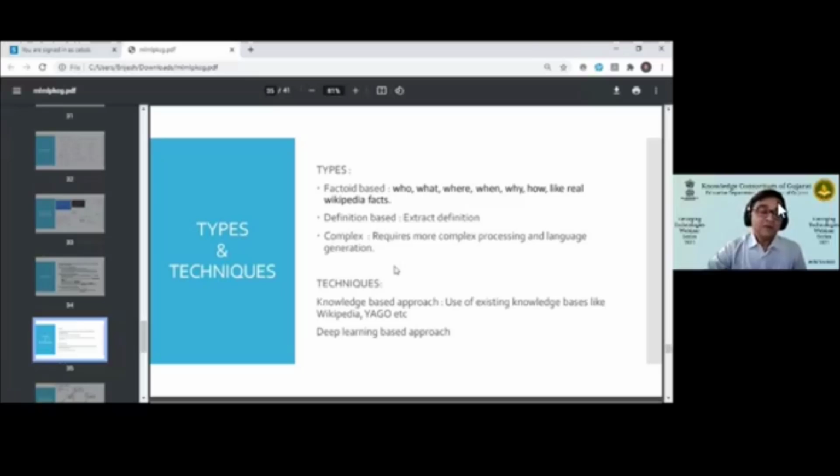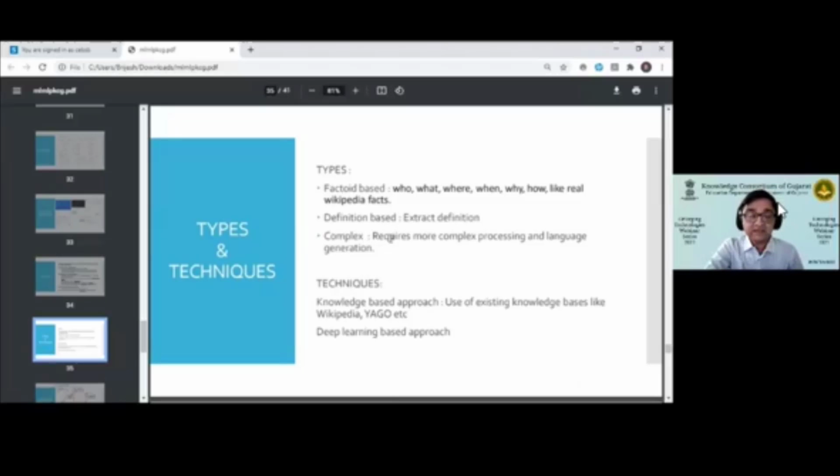So what are the types of question answering systems and which techniques do we follow? There are many, but I will discuss a few interesting techniques. One is factoid based, where you try to answer who, what, where, when kind of questions, or usually the facts. Then there are definition based, where you extract definitions.